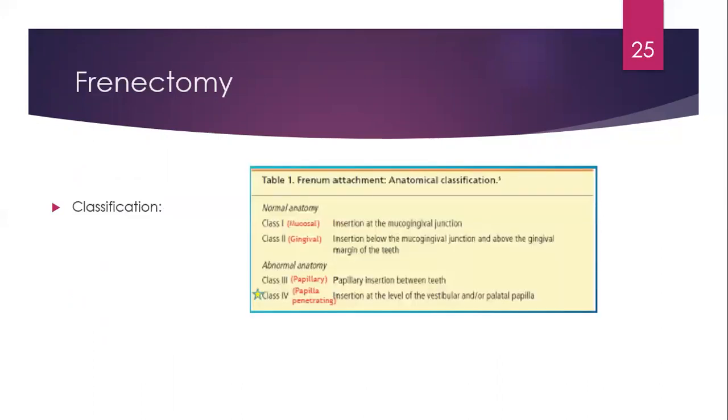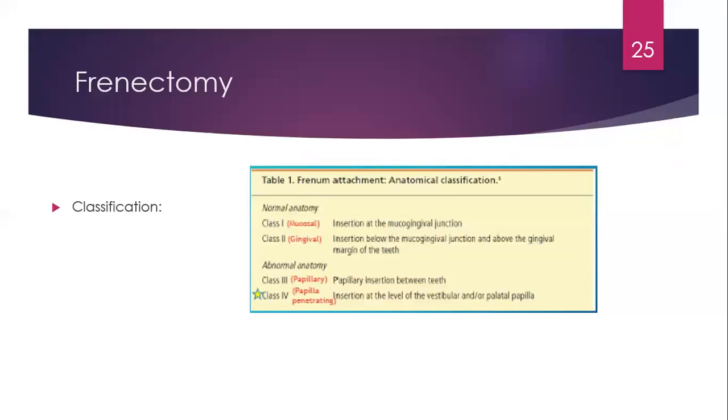So as far as classification goes, we know in dentistry you can't just have something without it being classified in some kind of way, because there are varying degrees of that particular type of issue. With the class 1 type of frenum attachment, we see that the insertion is at the mucogingival junction, so it's more involving of the mucosa. Class 2 involves the gingiva; it extends to the gingiva.